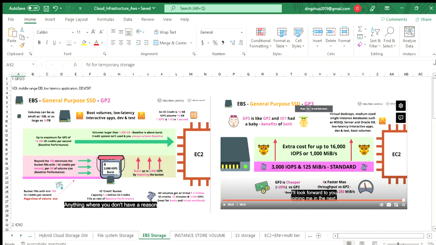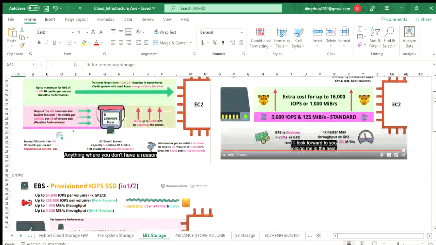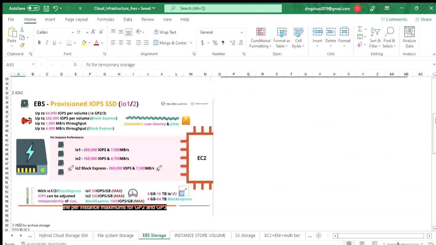So GP3 fits VDI and middle-sized single-instance databases such as MS SQL or Oracle. It also fits low latency interactive apps and boot volumes. So this is GP2 and GP3. Now let's move on to another one, which is IO1 and IO2.